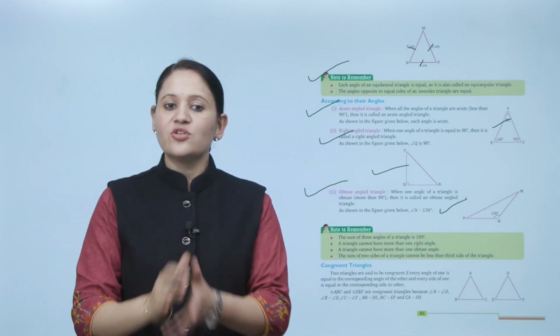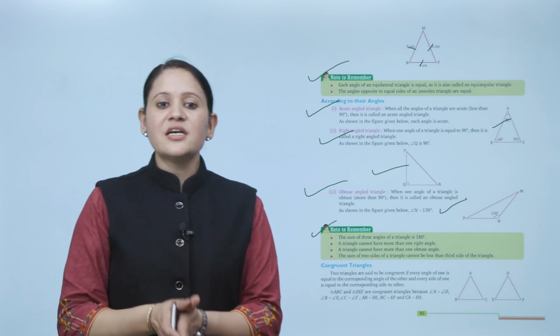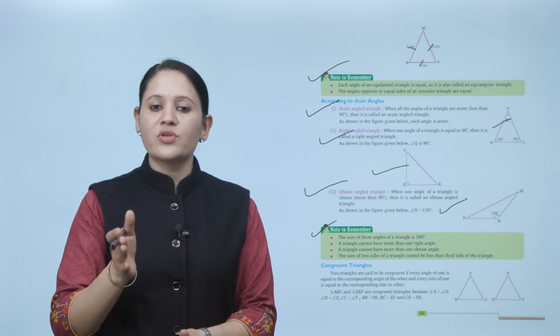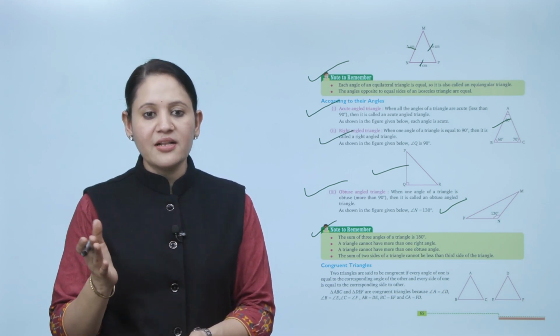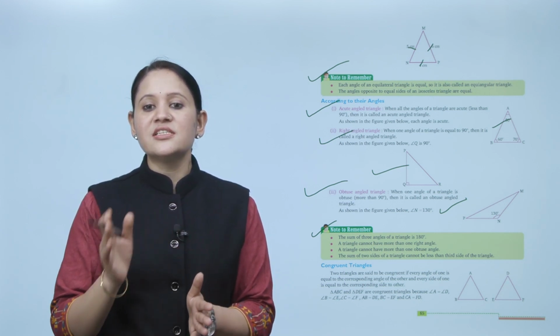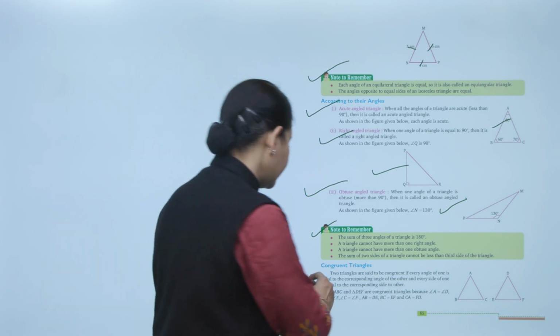Clear? Next, note to remember. The sum of 3 angles of a triangle is 180 degree. The triangle cannot have more than 1 right angle. The triangle cannot have more than 1 obtuse angle. The sum of 2 sides of a triangle cannot be less than the third side of the triangle. Clear? Next is congruent triangles.